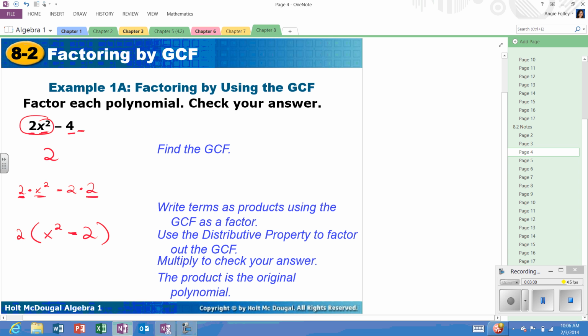2. Now we can check our answer to make sure that we can get back to the original one. We would just distribute. So 2 times x squared is 2x squared. 2 times negative 2 is minus 4. So we are back to the original. So that's good.